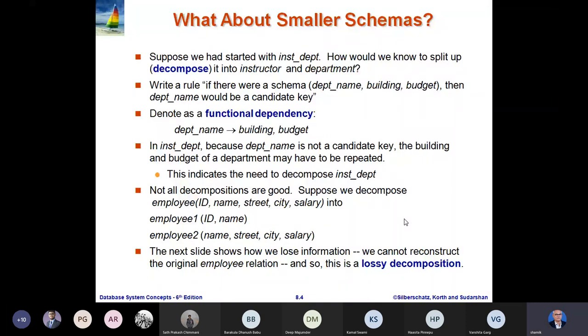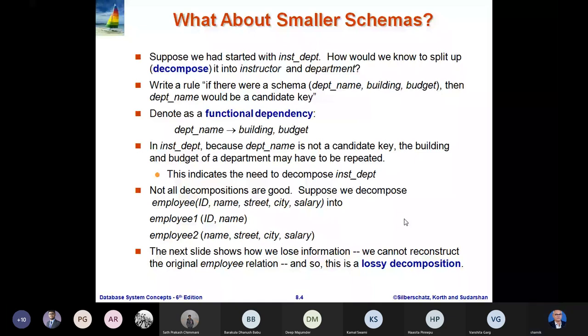And we use this arrow. So it is not about implication in that sense, but loosely sometimes people say that department name implies building and budget. But just remember that what it says is that building and budget are uniquely determinable if we fix the value of the department name. Okay. So if you see what is a good and what is a bad kind of design, this theory is built on the concept of functional dependency.